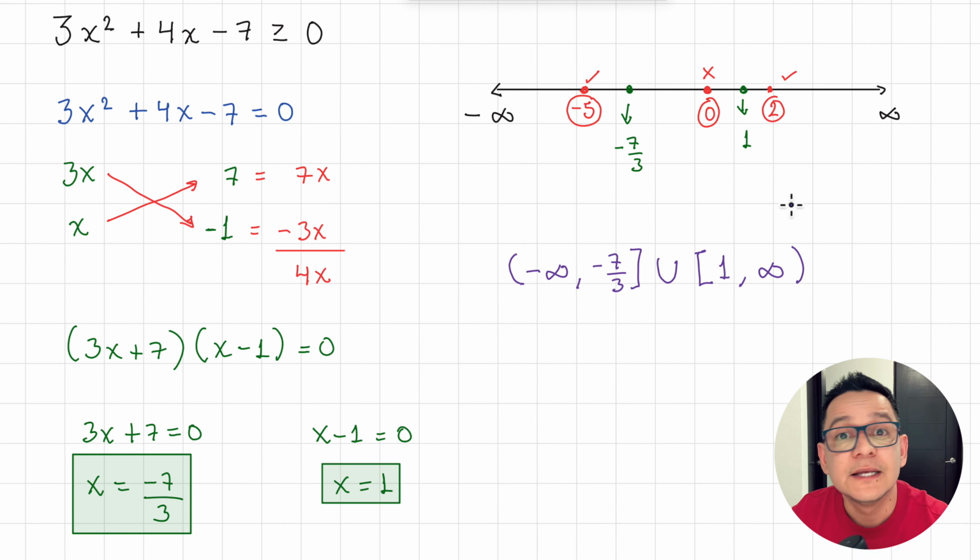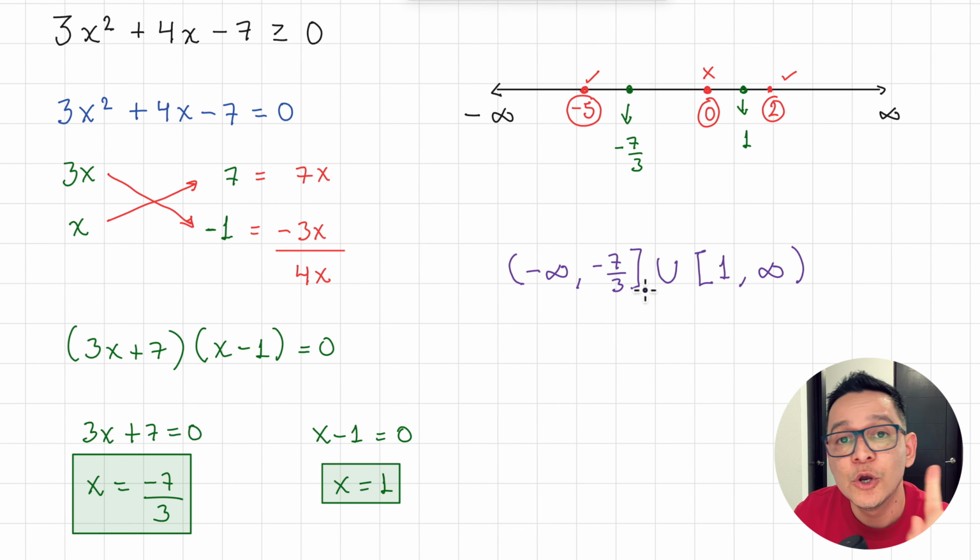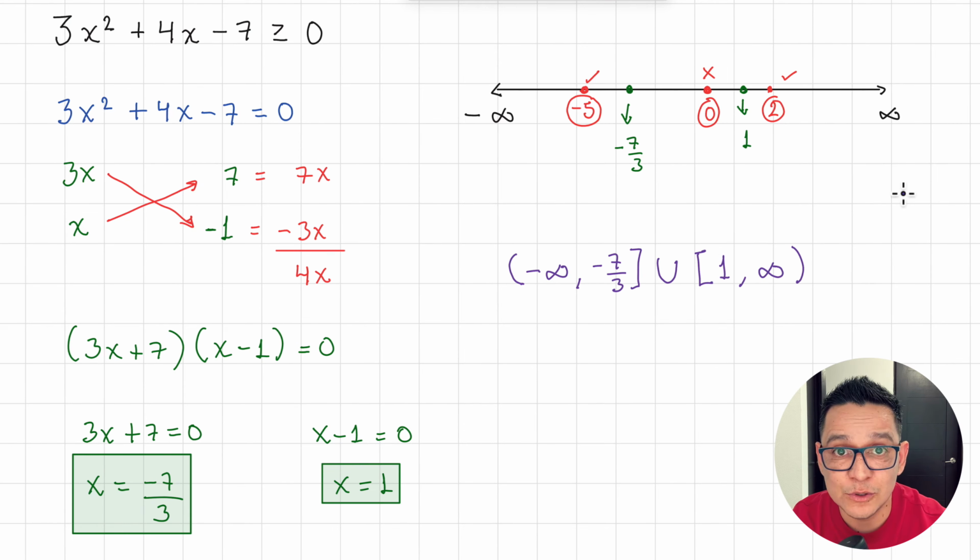Let's read it. We have that the values for which the inequality holds are from minus infinity to minus 7/3, including minus 7/3. Union from 1 to infinity, including 1. That's it. We have it now. So we could solve it by hand like this. As you can see, if you already know how to solve quadratic equations, then the rest is basically just substituting and finally interpreting a little bit. But it's actually pretty simple, right?